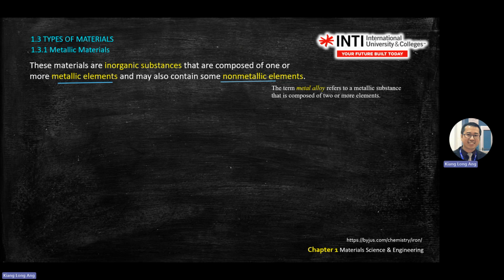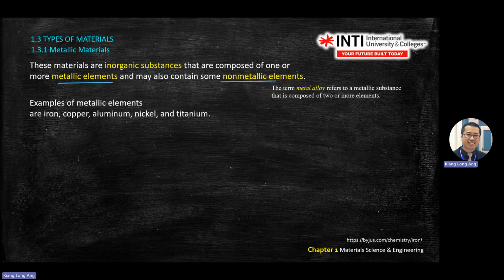Now we start with the definition of metallic materials. So what are metallic materials? Sometimes this will be in Section A of the question. It's theory based, so they ask you to define a metallic material. So what does it mean? They are inorganic substances that combine one or more metallic elements, and may also contain some non-metallic elements. For example, iron, copper, right?